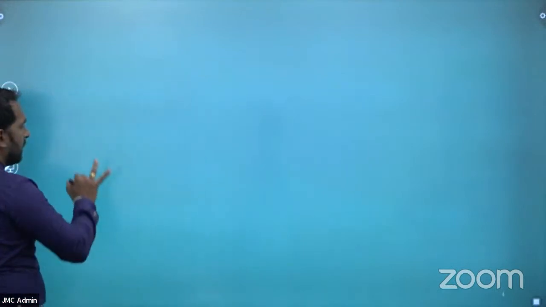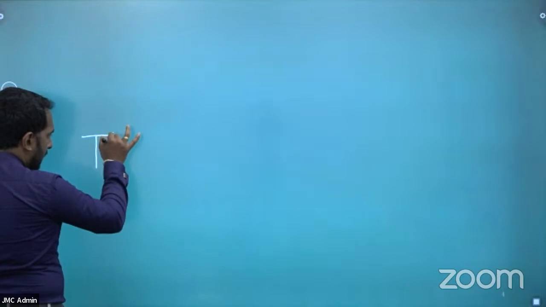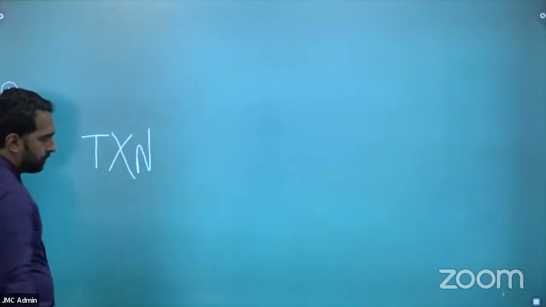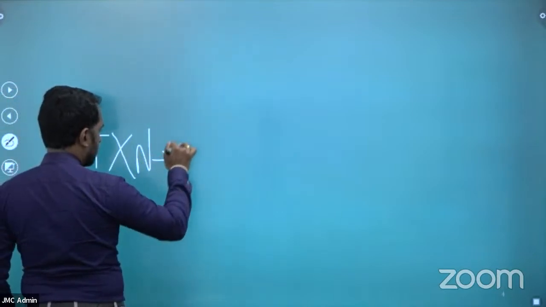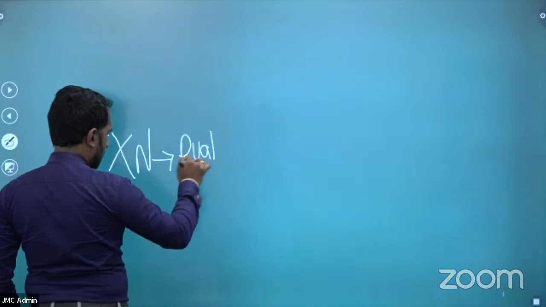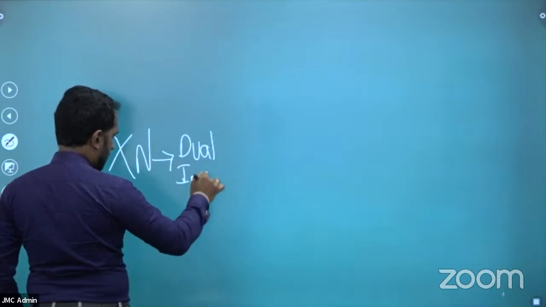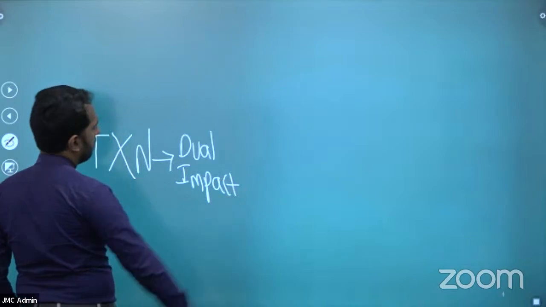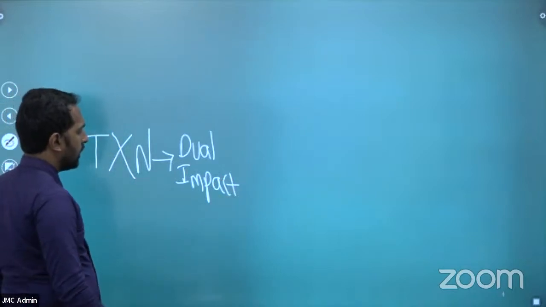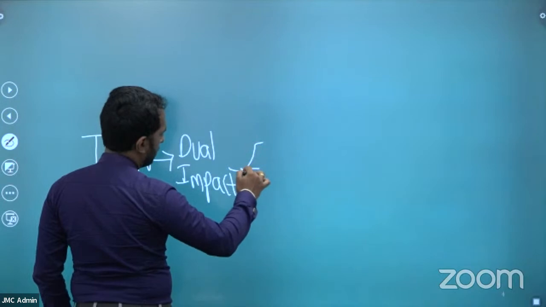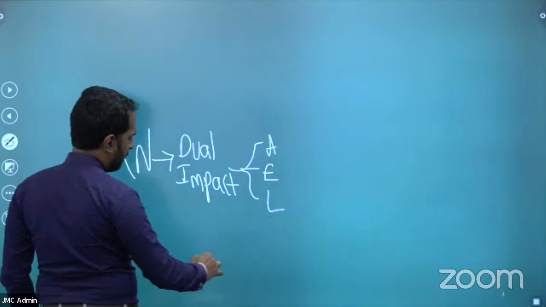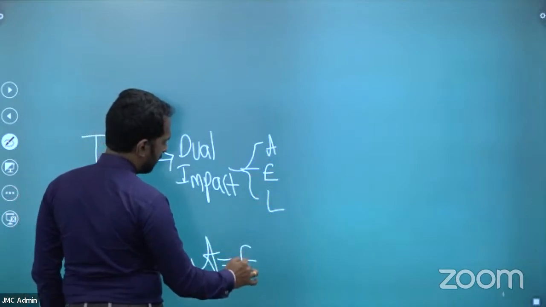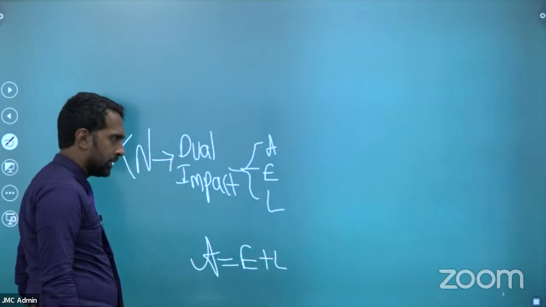The dual aspect concept, or the duality concept, says that every transaction has a dual impact. This dual impact will impact the assets, equity, and liabilities. That is why we build up the equation: assets are equal to equity plus liabilities.